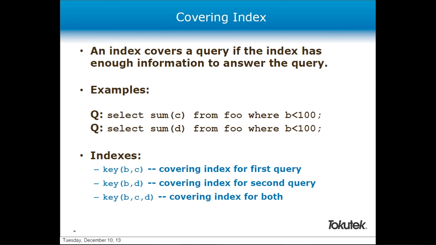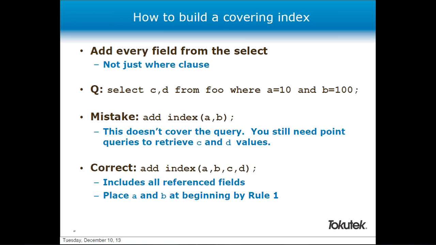So an index isn't going to just cover blindly. It's dependent on what query you're running it on. B comma D, likewise, is covering the second query, but not the first. And if you had a bigger composite index of B comma C comma D, that will actually cover both your queries. So how do you build a covering index?